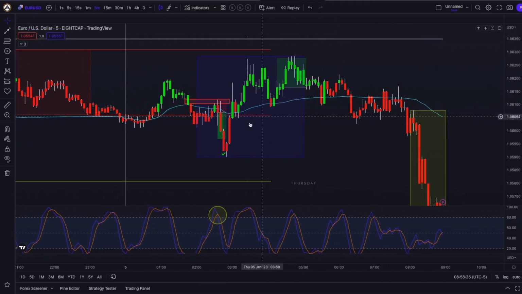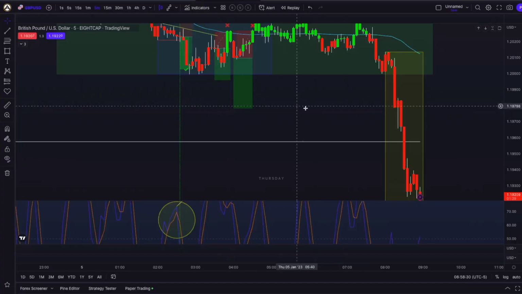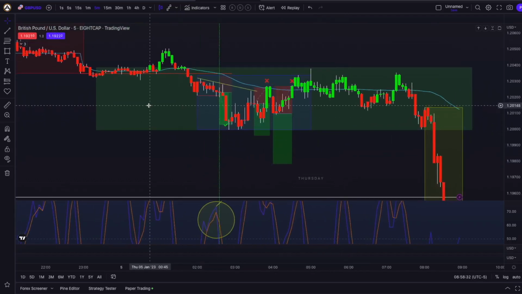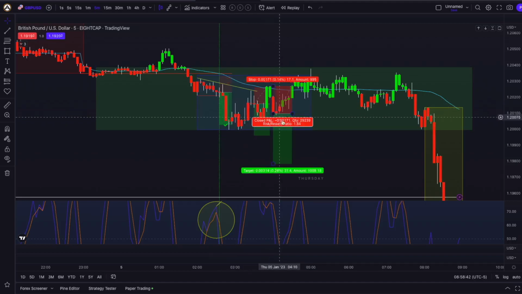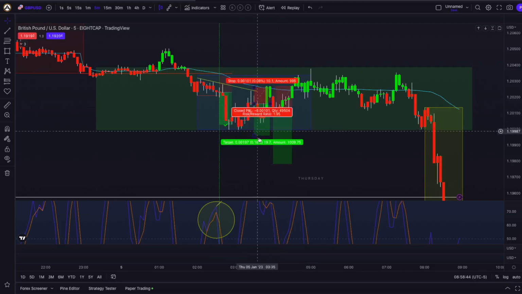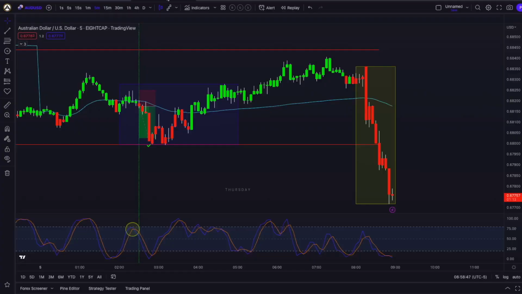Like mentioned before, here on the euro US dollar chart, you would have netted a 2% net profit. On the British pound US dollar, by taking all the trades during the London kill zone, you would have actually ended up at break even, so one winning trade makes 2% net profit, two losing trades makes minus 2%, so here you broke even basically.